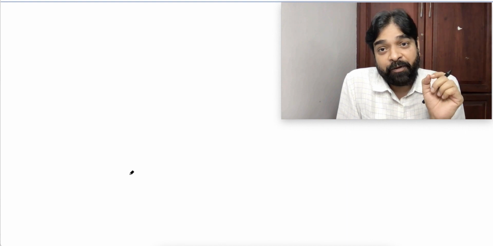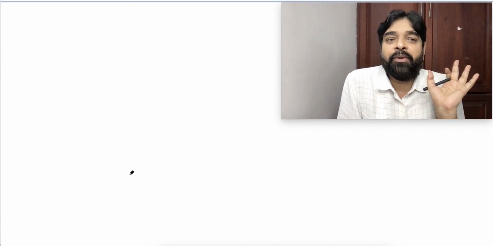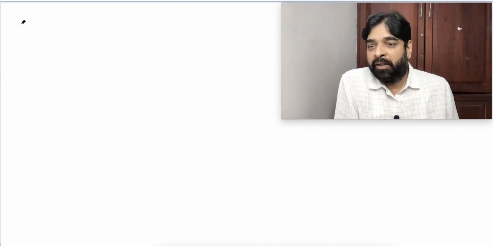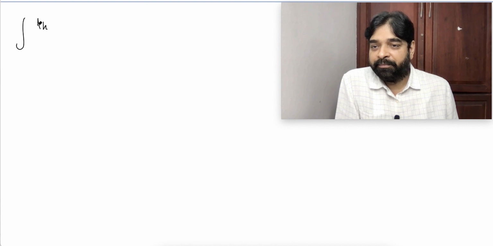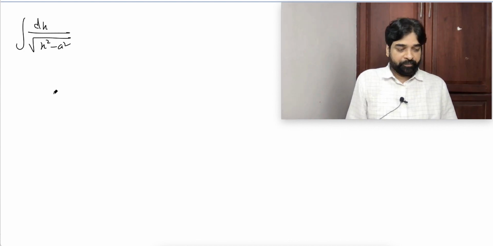Understand? If you simply write a formula and try to memorize it, you can get stuck at any time. So, dx by root over x square minus a square. This is what we have to do. Yes or no?